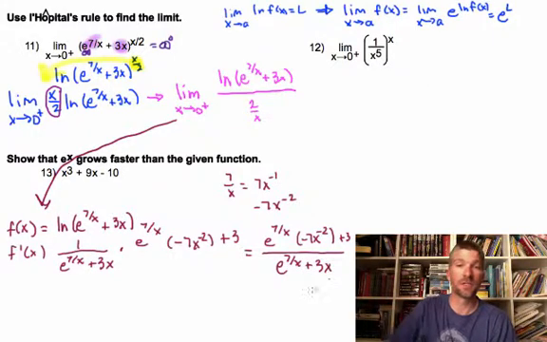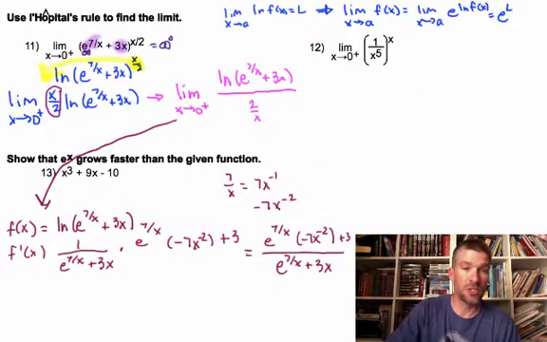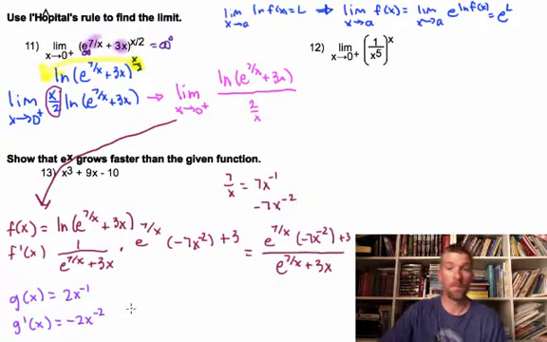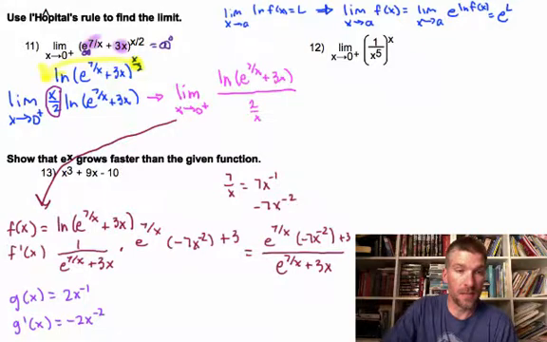Now, I know this doesn't look too favorable for us, but just hang in there. Next is g. g of x is equal to 2 times x to the negative 1. Okay, see what I did there? And then g prime of x is going to be negative 2x to the negative 2. Okay? All right, back up here to this guy.